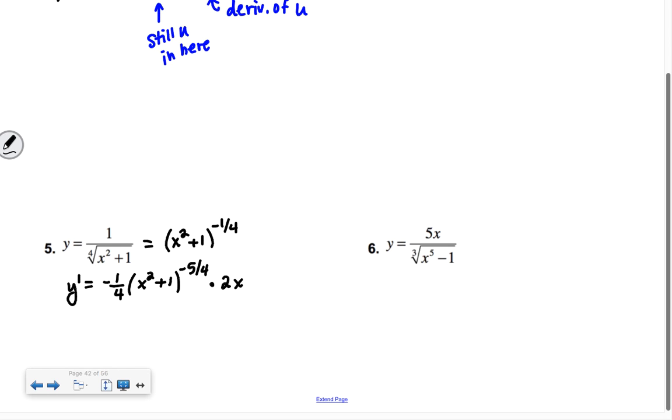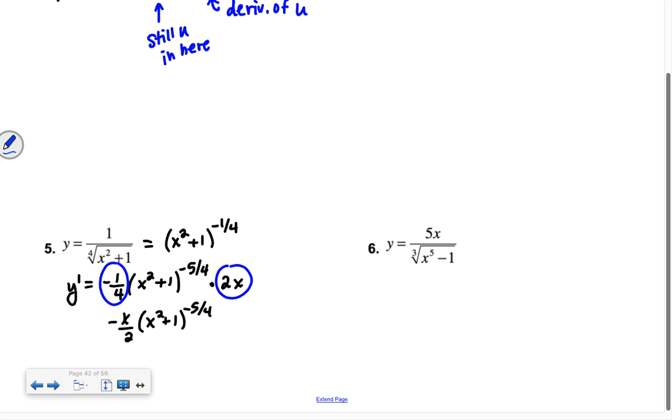Yeah, the negative 1/4 and the 2 could at least reduce down. So I would probably just write it as negative x over 2 times x squared plus 1 to the negative 5/4. And don't worry about writing things with the roots and so on. You can just leave it like that. Where did you get the, oh, from multiplying the 1 plus... So I just kind of combined this and this.